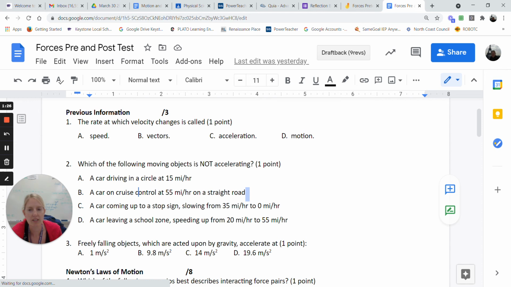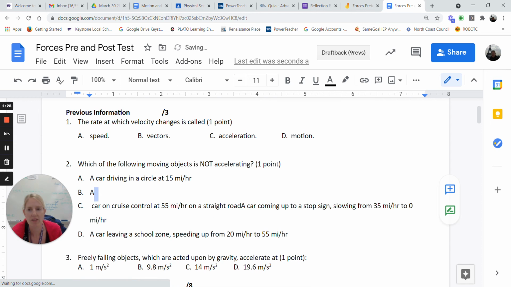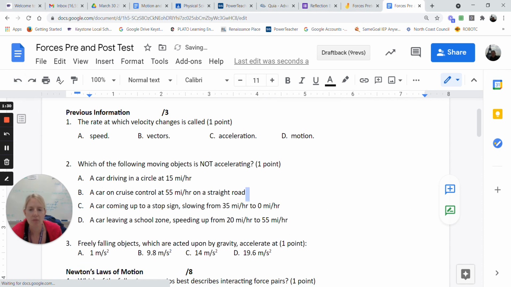So we're looking at object B being the one that did not accelerate because it's not changing speed and it's not changing direction. Object C is slowing down, so that is accelerating. Object D is speeding up, that is accelerating. So we would choose object B as our object that is not accelerating. That's also worth 1 point if you got it correct.